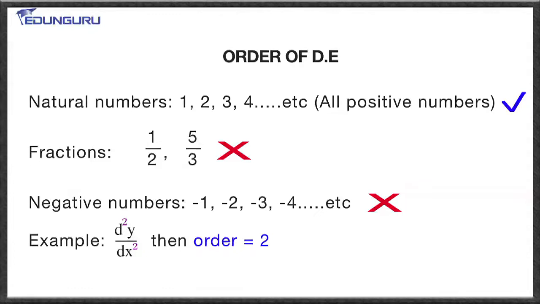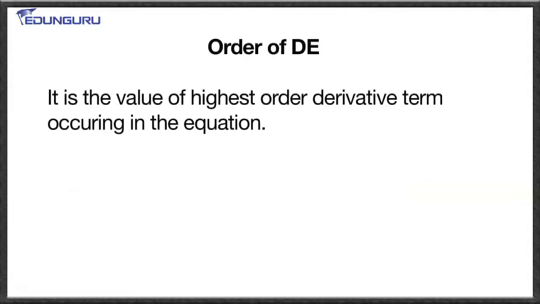So just the value of the highest order derivative term occurring in that equation will be the order of the differential equation. So we define it as, it is the value of the highest order derivative term occurring in the differential equation. And remember, it will always be a natural number.